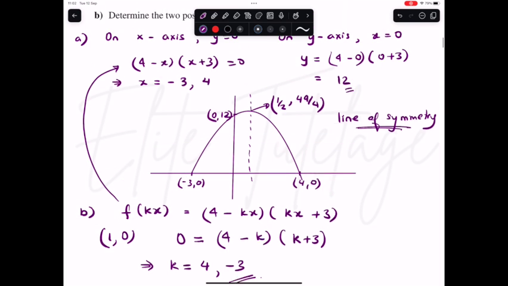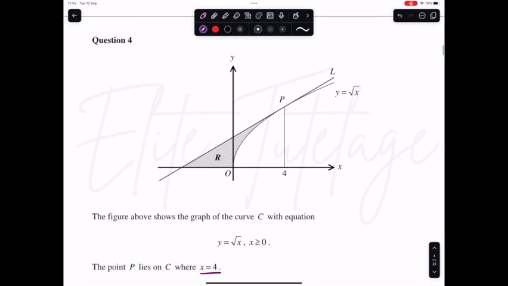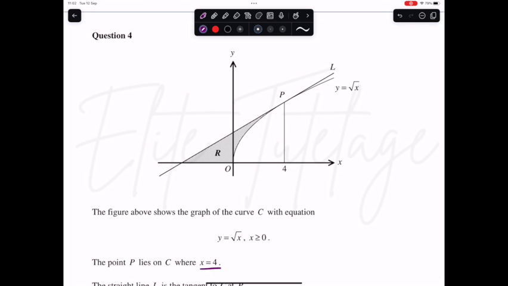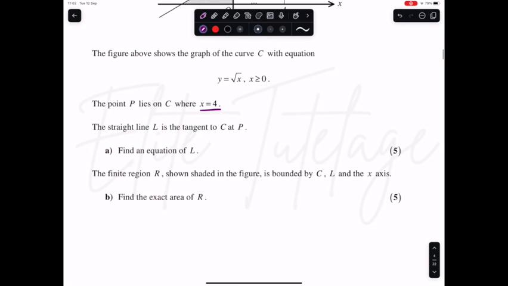Now for question number 4, I'm given a curve with a line, okay, and P is a point where x equals 0, and I need to find the equation of the line L. So let's figure out what the y coordinate of P is first. All right, so at P, y is simply equal to the square root of 4, which is just 2, because x is greater than or equal to 0.